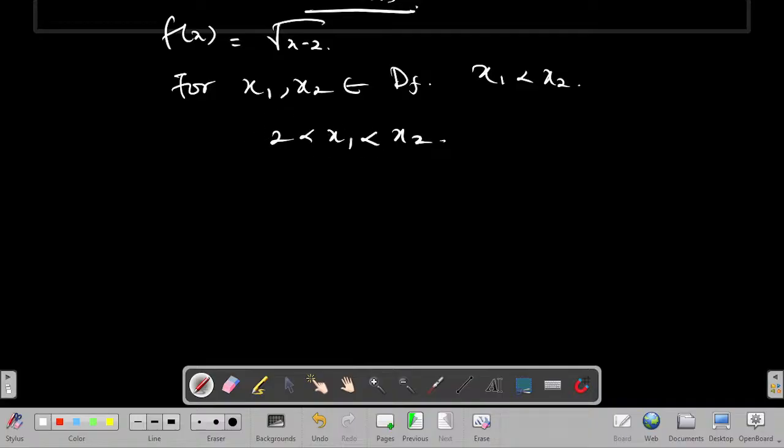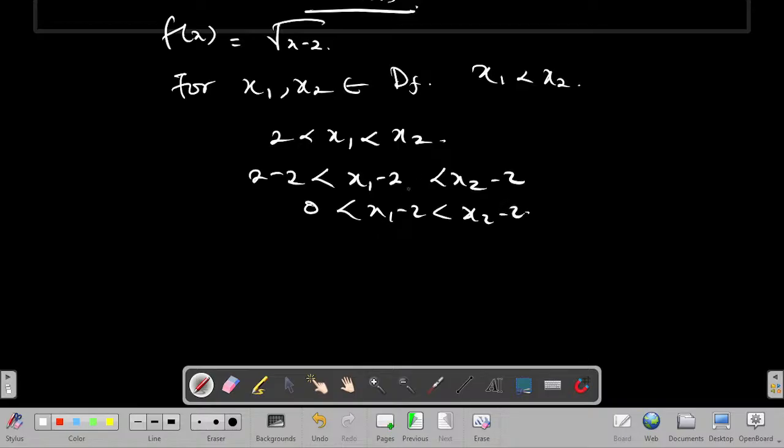How do we modify this interval for it to look like our function? The first thing to do is to subtract 2 from all sides, because our function is x minus 2. So we have 2 minus 2 less than x1 minus 2 less than x2 minus 2. This gives 0 less than x1 minus 2 less than x2 minus 2. The next thing is to take the square root. So the square root of 0 less than the square root of the expression x1 minus 2 less than the square root of the expression x2 minus 2.